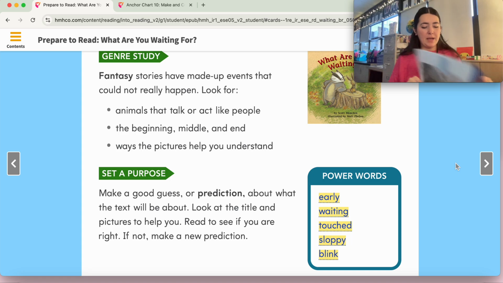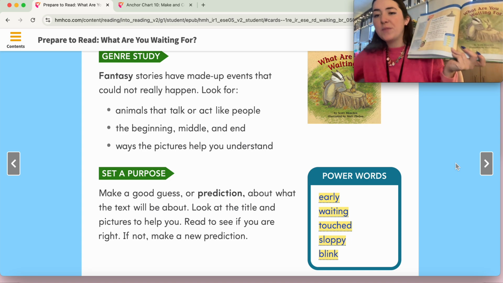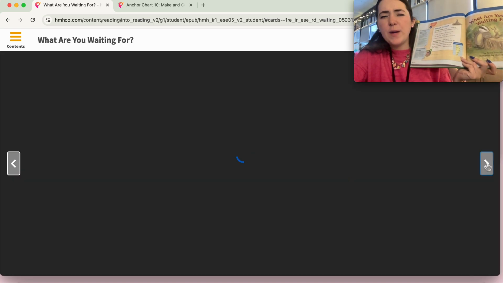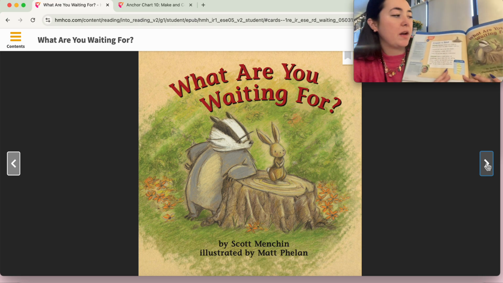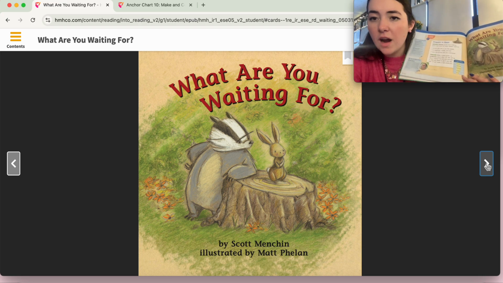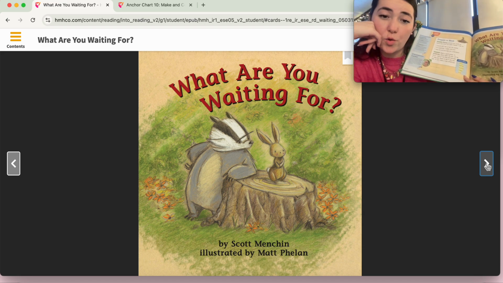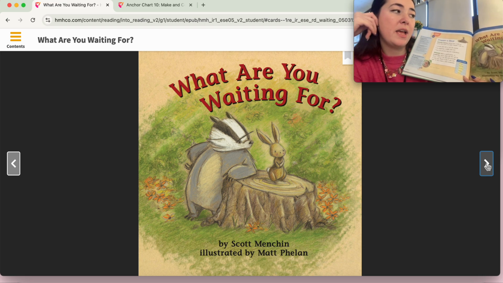I will tell you the page number in just a second. You will be on page 67. It looks like this. We've got our two characters. And before we read, I want you to think about your prediction about this story. So if you are on the right page, that's great. Start thinking about what you predict this story will be about. And if you need to pause the video for a second to find that page, that is A-okay.